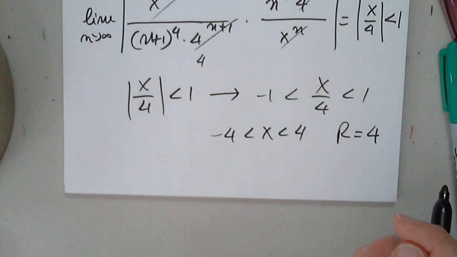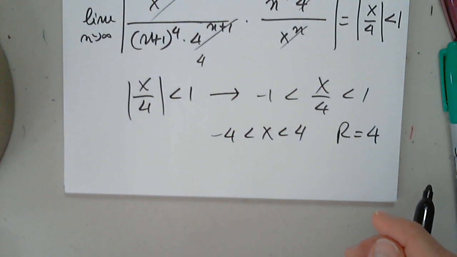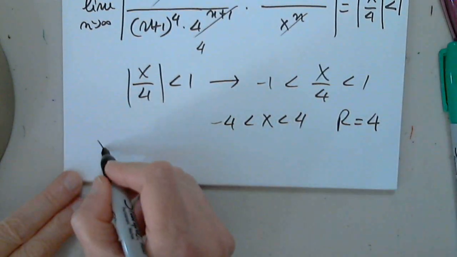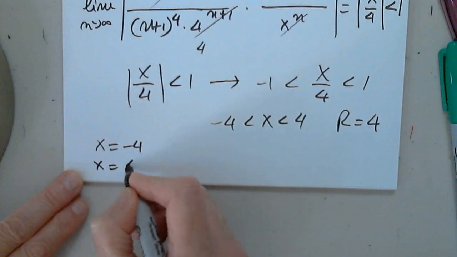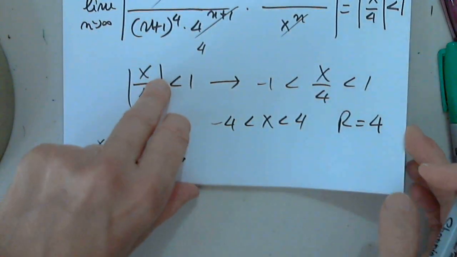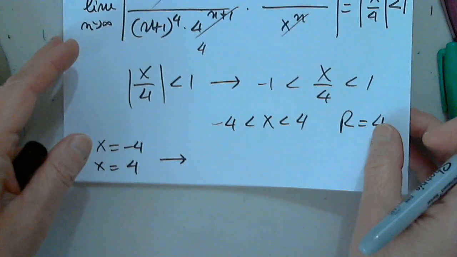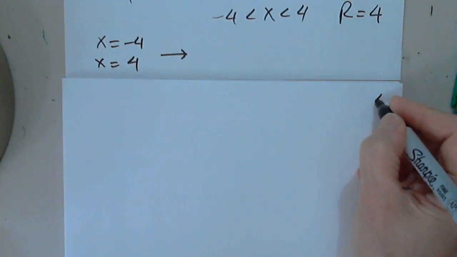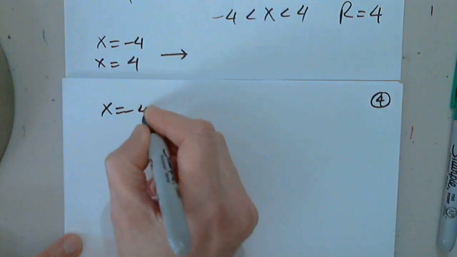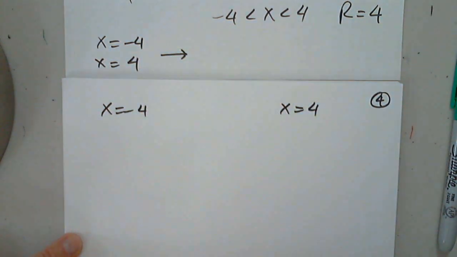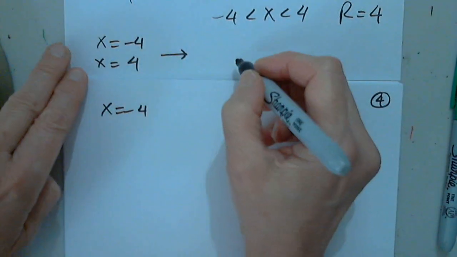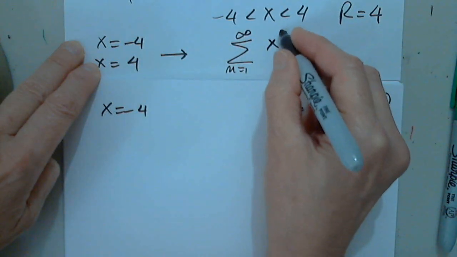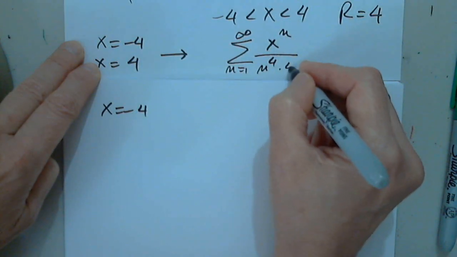And what we need to do is continue by finding and analyzing the endpoints. So x equals -4 and x equals 4. Since I don't have enough room here, I'm going to move on to the next page. So for x equals -4, and later on for x equals 4. Now remember the series, so I'm going to copy it here just to have it handy: x to the nth power over n to the 4th times 4 to the nth.